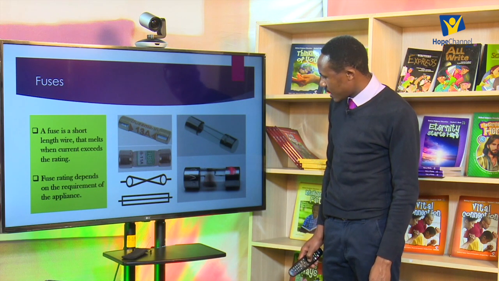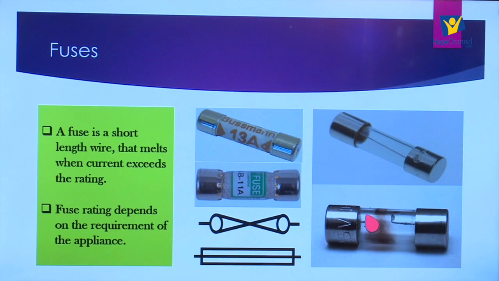This one cannot be used because it has blown. You can see some gap from this part to that. So when the current exceeded what was required, the short length wire melts, and so it cannot be used. There will be no supply, so we cannot use it. So this is what we call a fuse.